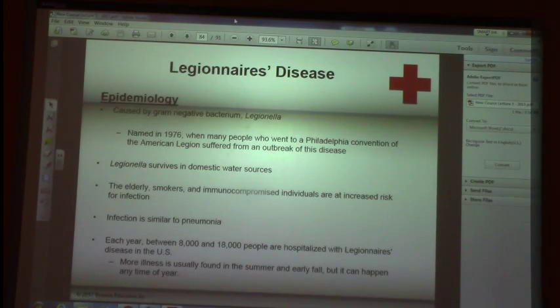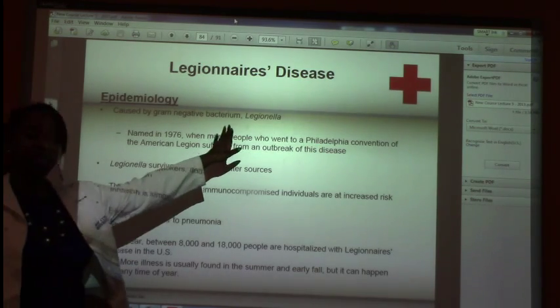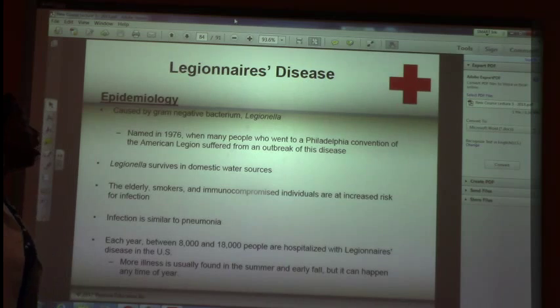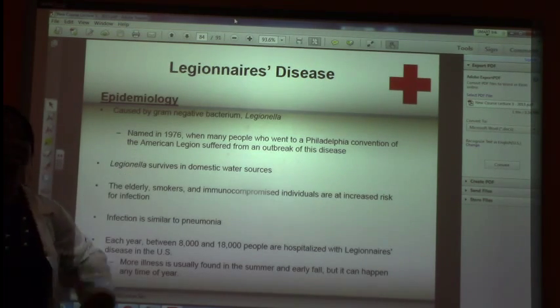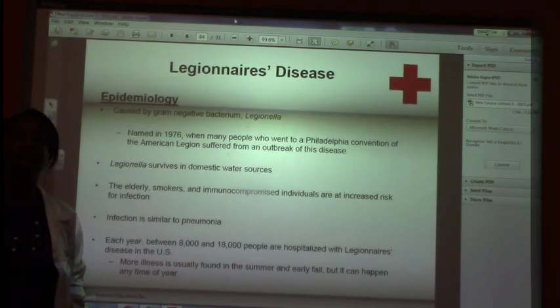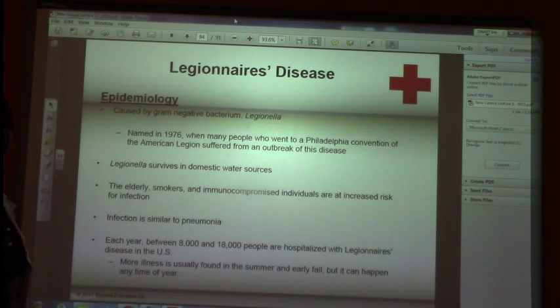Next is Legionnaire's disease. We talked a little bit about Legionnaire's disease last week. You had a case study on it when we were talking about biofilms. Legionnaire's disease is caused by the organism Legionella. This is a gram-negative bacteria. Again, it falls under the Proteobacteria phylum. It was named in 1976 because of the first outbreak, which occurred at an American Legion conference in Philadelphia.